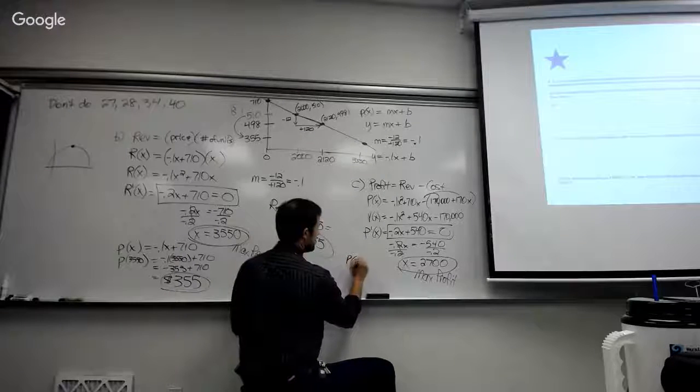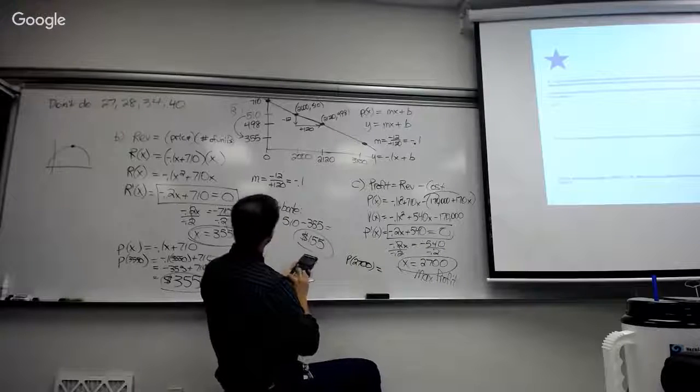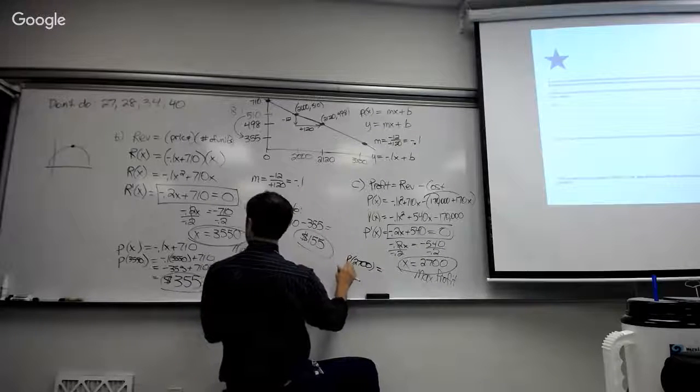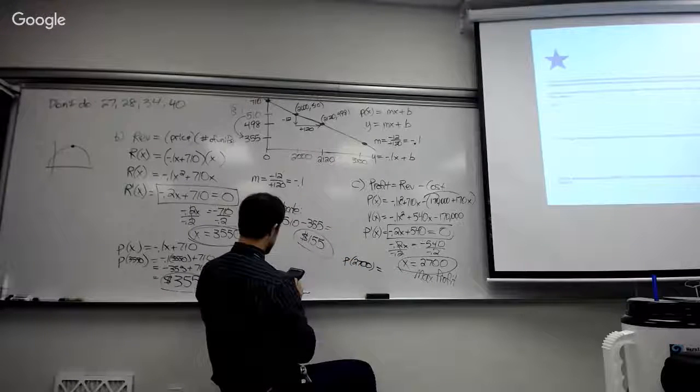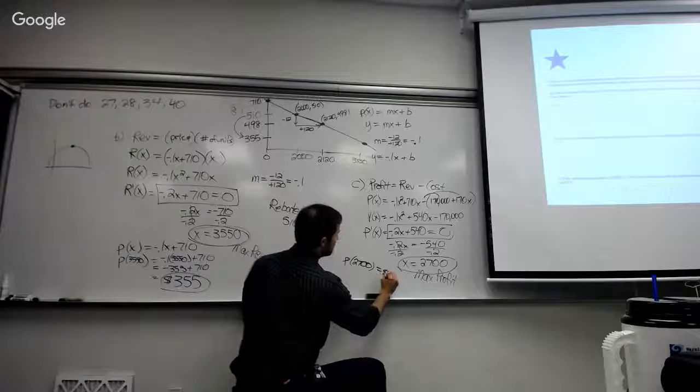So the price at 2,700 is, now this is the price function, not the profit function. Lowercase p, this is the price function. So it's negative 0.1 times 2,700 plus 710. So the price should be 440.